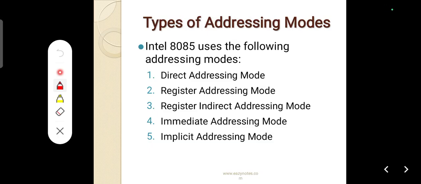Hello friends, in today's session we'll try to understand the various types of addressing modes of the 8085 microprocessor. Actually there are 5 different types of addressing mode, namely direct mode of addressing, register addressing mode, register indirect addressing mode, immediate addressing mode and implicit addressing mode. Let's go deep into it.